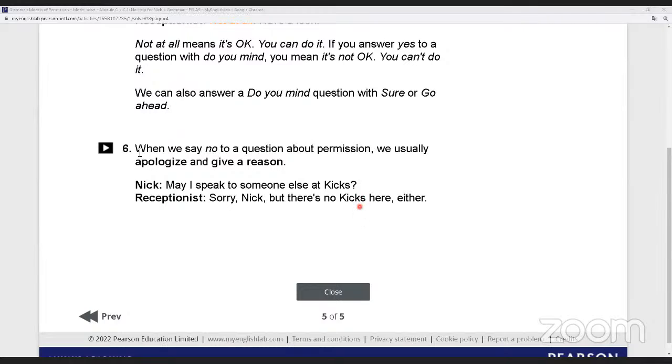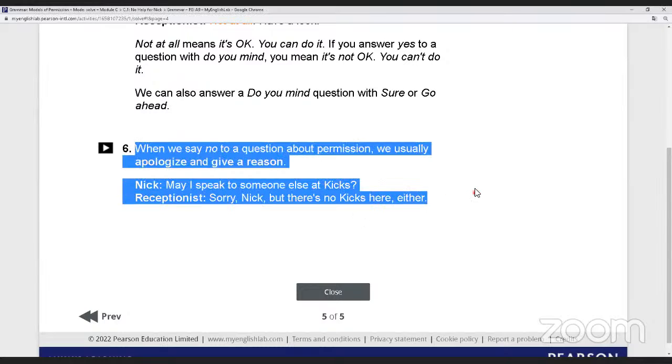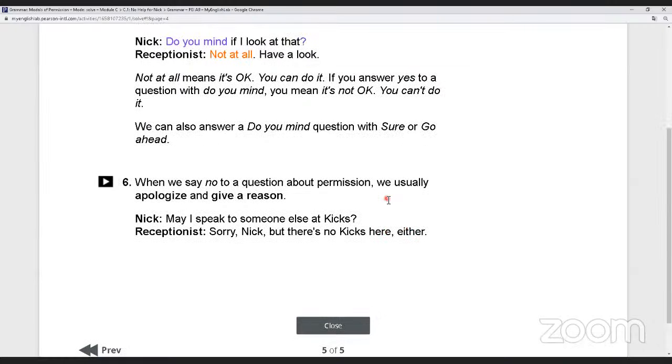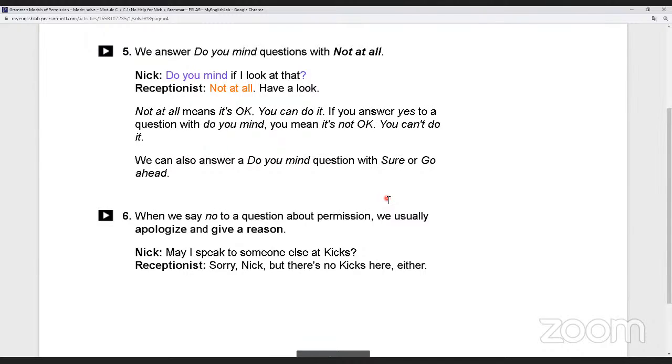So again, this is part of point number 6. It's part of being cordial, being kind, right? So when we say no to do you mind if I take a look at this, the answer is no. We have to know how to answer it, right? We have to apologize and give a reason. It's not part of grammar, but it's more polite, even though it's part of being kind, as I told you. So let's listen to number 6.